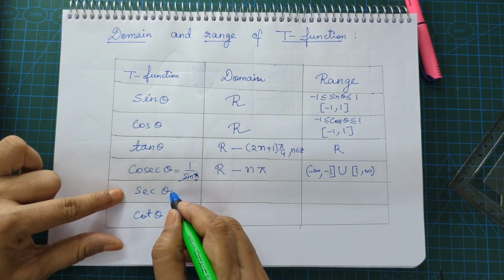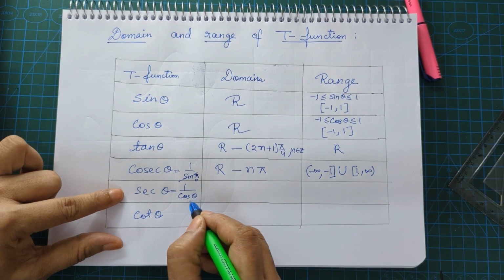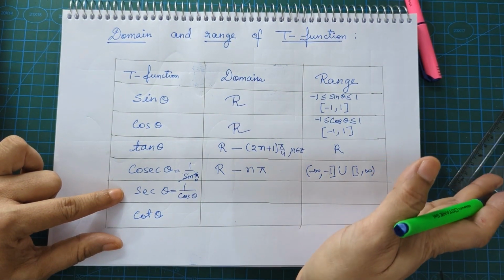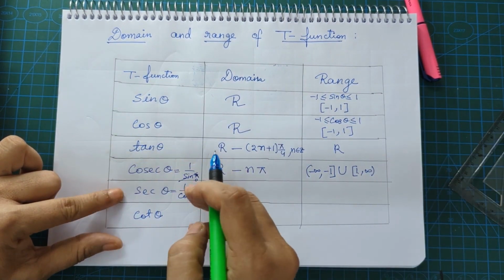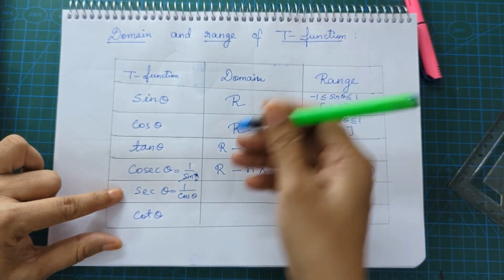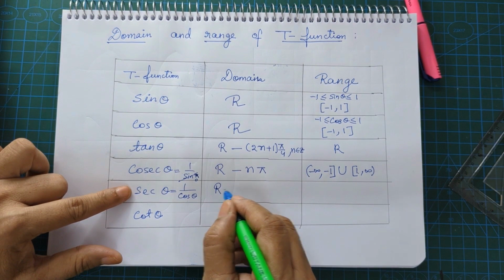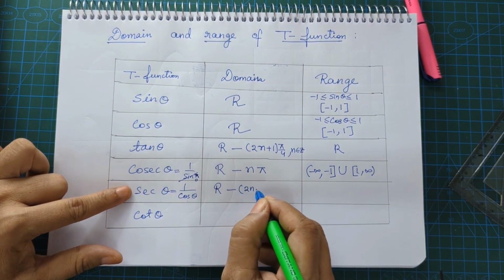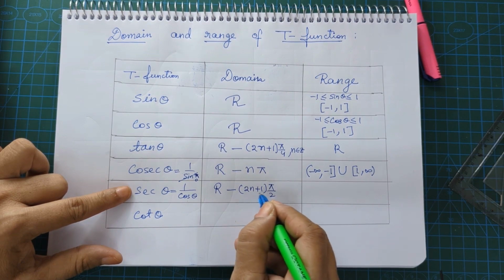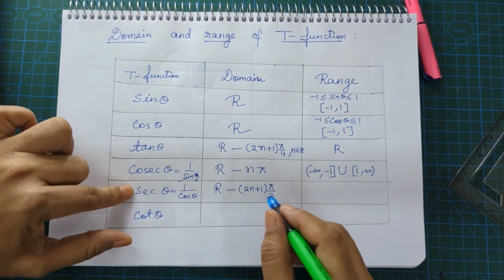Sec theta, sec is actually 1 by cos theta. Cos is not defined at which position? Cos 0 is 1, cos pi is -1, but it is not defined at 90 or odd multiples of pi by 2. So sec is not defined at odd multiples of pi by 2. So from real numbers, we have to remove 2n plus 1 pi by 2. 2n plus 1 is called an odd multiple of pi by 2. It is not defined. n is again an integer.